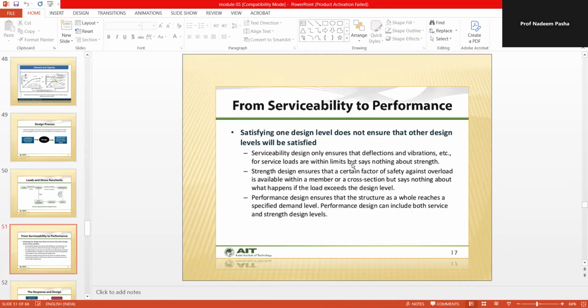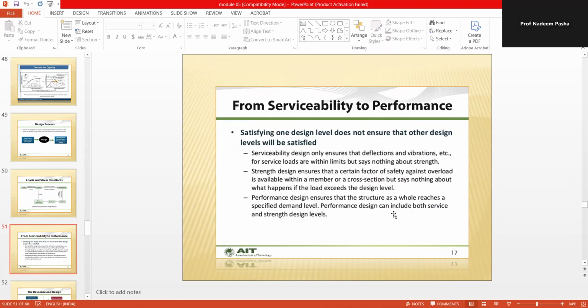Serviceability design only ensures that the deflections and vibration etc. for service loads are within limit, but says nothing about strength. Strength design ensures that a certain factor of safety against overload is available within a member or a cross section, but says nothing about what happens if the load exceeds the design level.